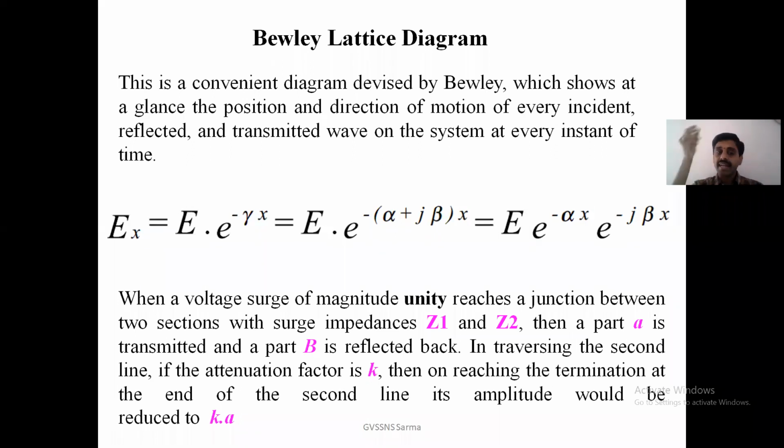In traversing the second line, there will be an attenuation factor K. That means when the wave is traveling, there will be an attenuation. Let us take the attenuation factor as K. On reaching the termination at the end of the second line, its amplitude becomes K times A. Whatever wave is transmitted is multiplied by this attenuation constant, A into K, such that the wave magnitude is reduced. Let us keep K as the attenuation factor.